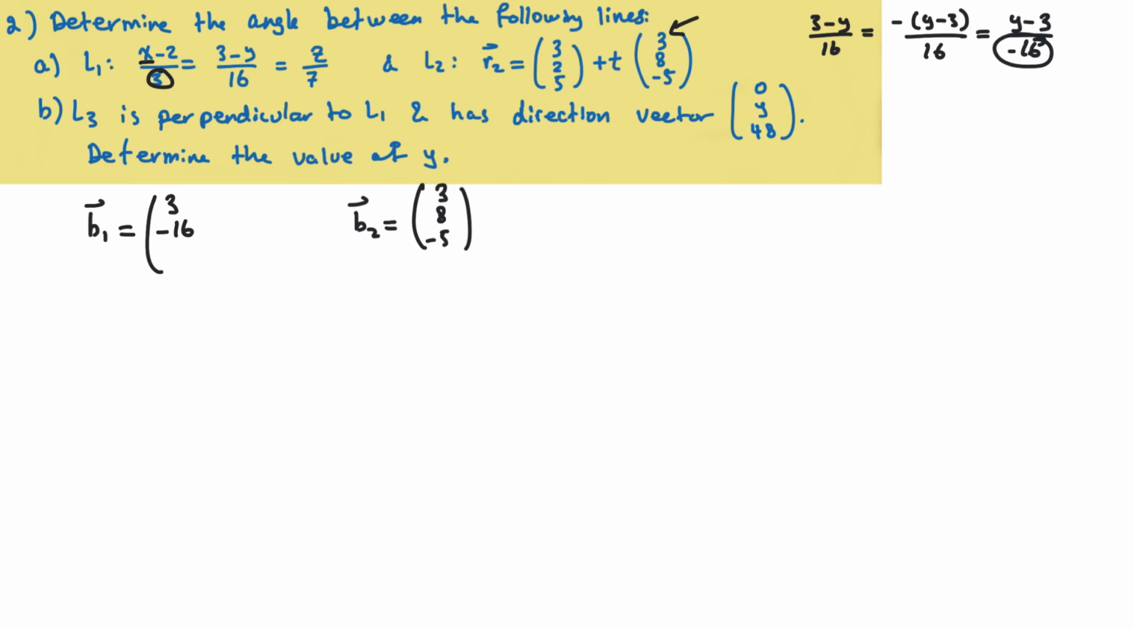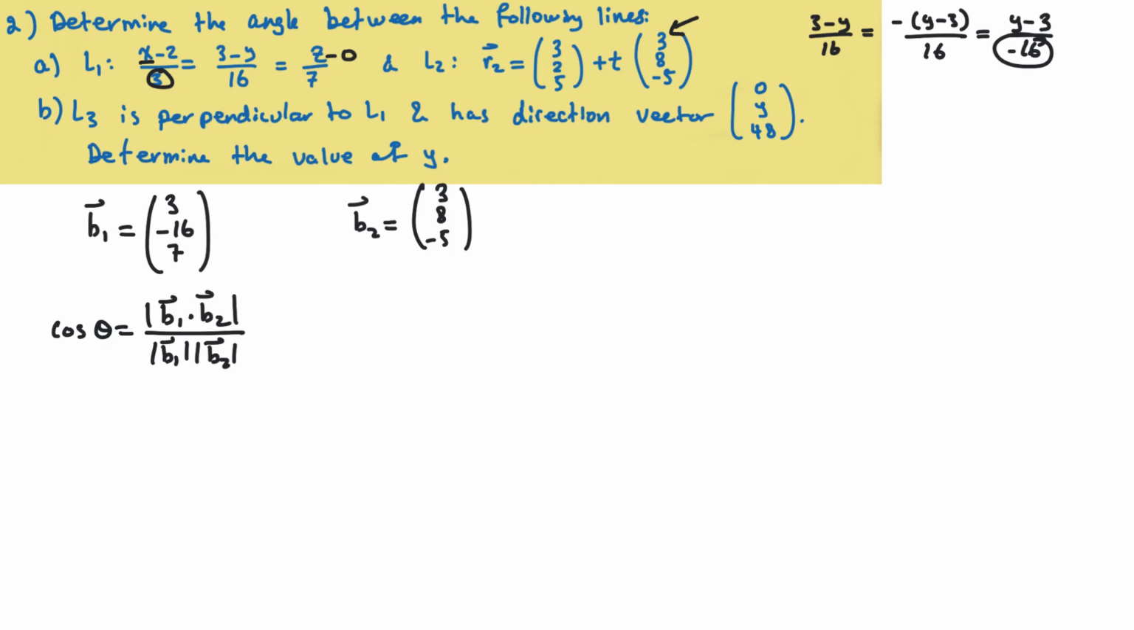Finally, the last one is z. This is like (z - 0)/7, and therefore 7 is the z component of our direction vector. Once we have all of this, we need to use our equation. Our equation says that cosine of theta is equal to the magnitude of b1 dot b2, the dot product of the two direction vectors, over the magnitude of each.